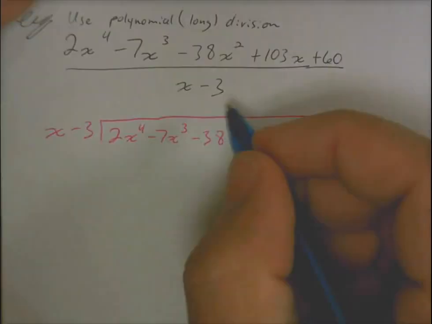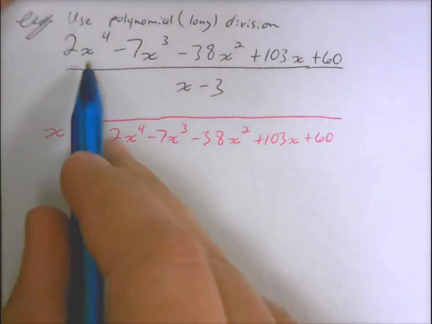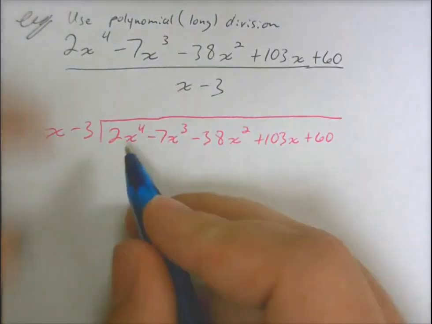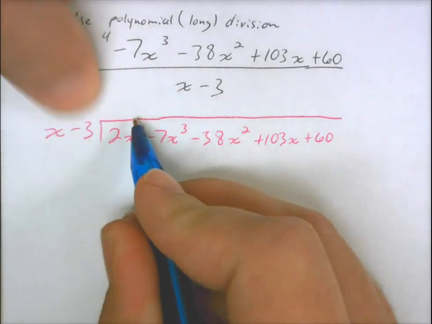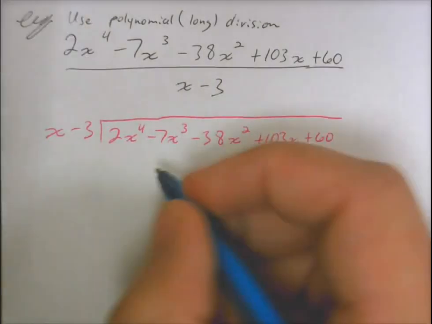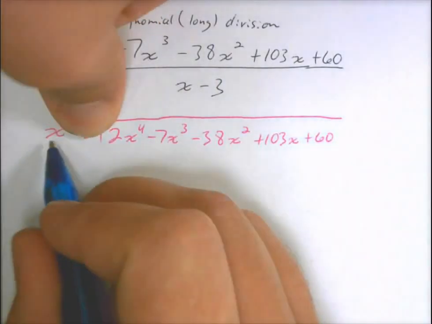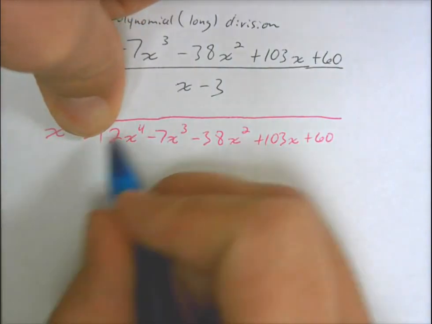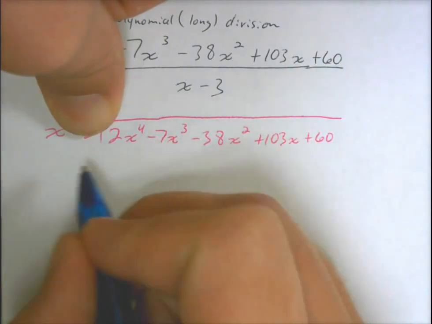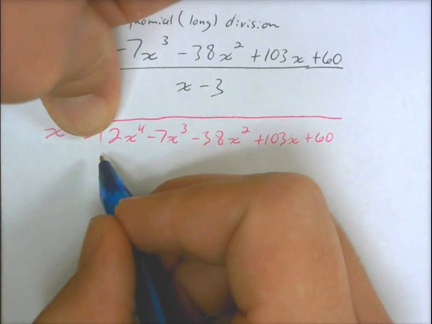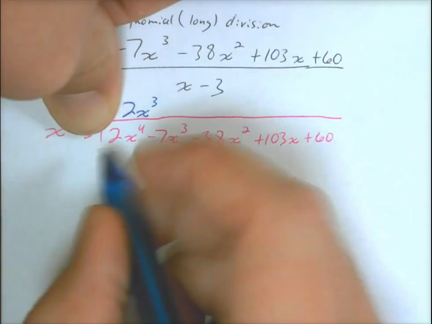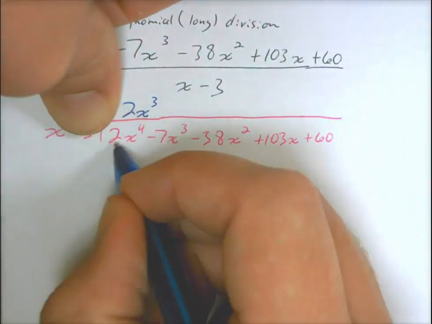Just like in regular division, whatever you are dividing by goes on the outside. Whatever you are dividing goes on the inside of your division. And you are just going to take these step by step. When you're trying to figure out what goes on top, ignore the -3. All I'm going to look at on the outside is the first term. To get these to be the same, we would have x times 2x to the third, because x times x to the third will give us x to the fourth. 2 times 1 will give us the 2.